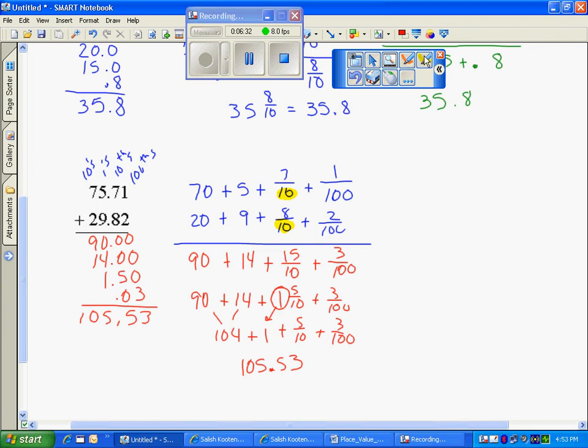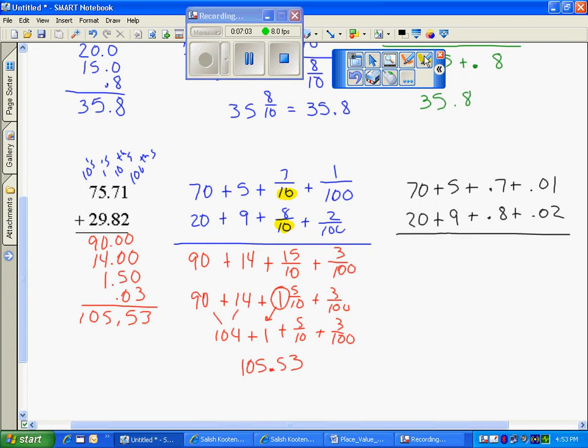If I wanted to show this using decimals and decomposition, it would be 70 plus 5 plus 0.7 plus 0.01. Now again, that 0.7 should be read as 7/10. The 0.01 is 1/100th. I'm going to add to that 20. My ones are 9. My tenths, 8. And my hundredths. Now notice I need to still put it in its position.